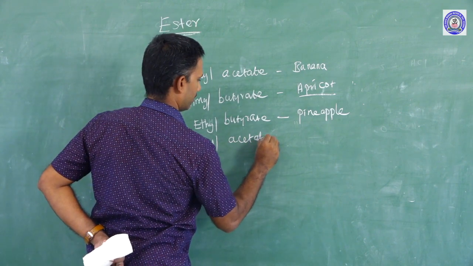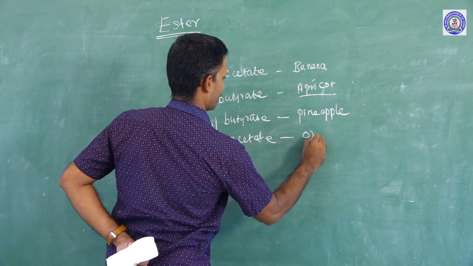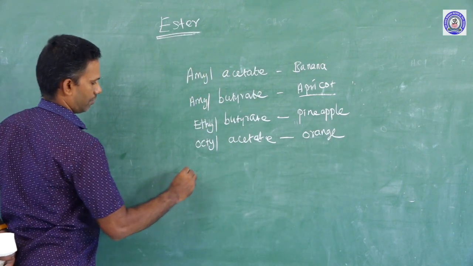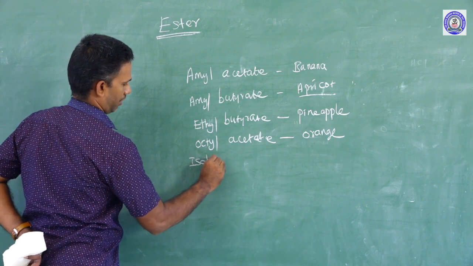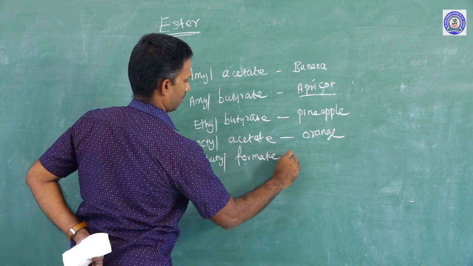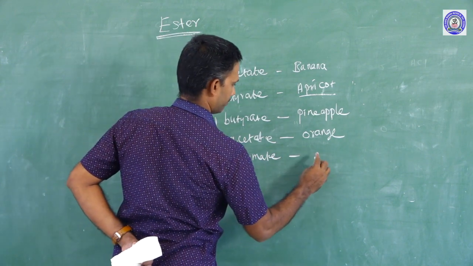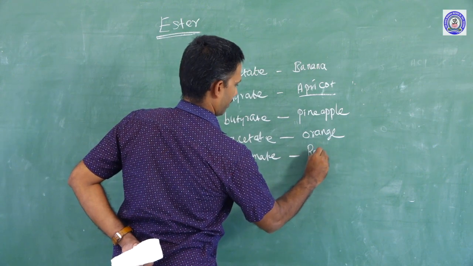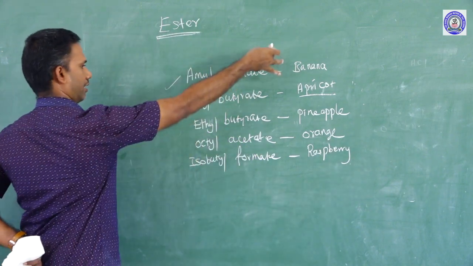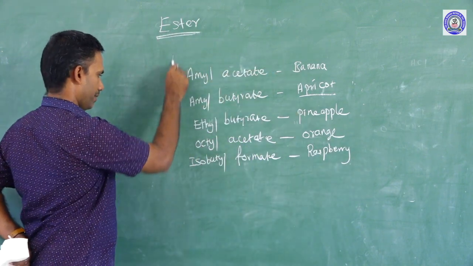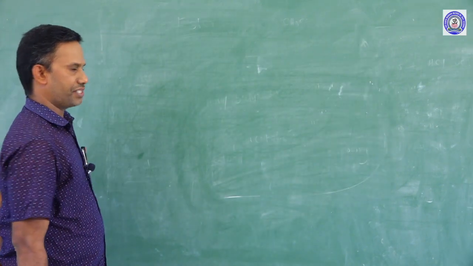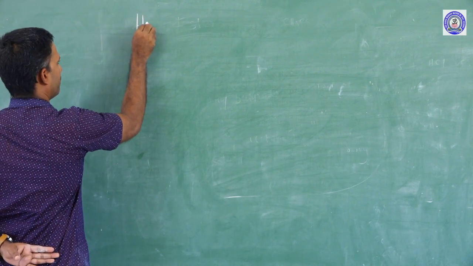Alkyl acetate, orange. Isobutyl formate, raspberry. These are the relevant esters and their odours. So this may be asked in one word. Be keen to watch. On the chemical properties of esters, the same procedure we need to follow.